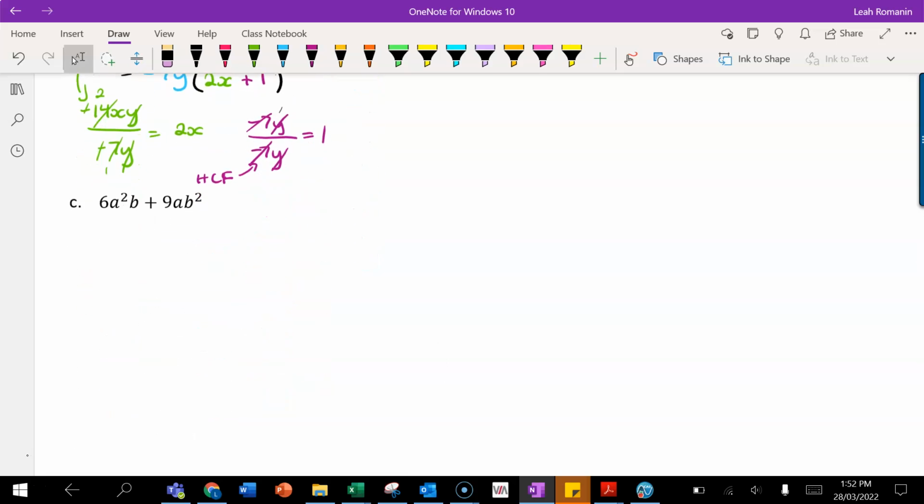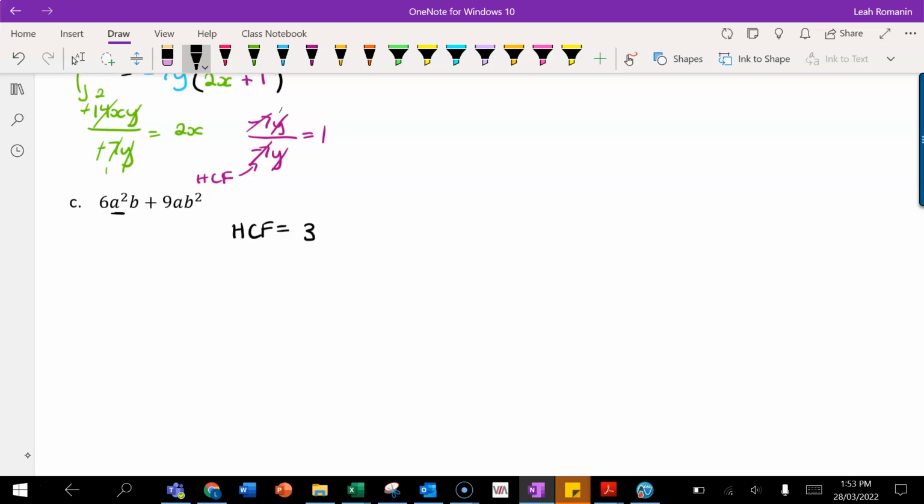Okay, our last example. We have multiple letters here, which we can see from the A and B and the squares on each of them. Okay, let's start with our highest common factor. So our highest common factor between 6 and 9 is 3. So the biggest number that goes into both 6 and 9 is 3. Then let's look at our letters.